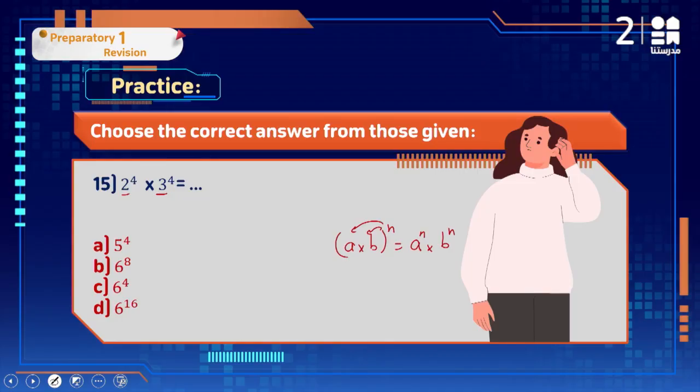I give you the second side. Now I'm rewriting as the first side. So we are going to write 4 at the top. And inside this brackets, we have to write 2 times 3. And 2 times 3 equals 6. So the value is 6 to the power of 4.